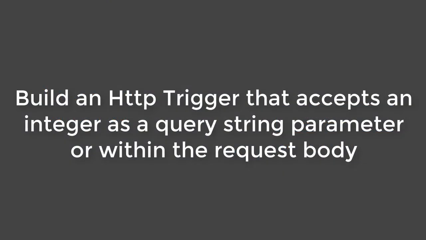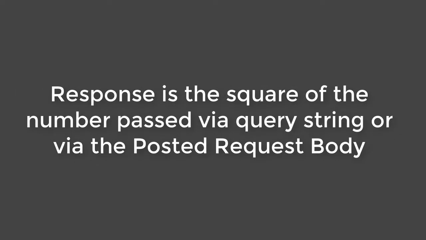We'll build a simple HTTP trigger that accepts an integer either in the query string parameter or in the posted request body and then returns the square of the number passed in. So if we pass 4 in the request body, we should get 16 as a response.